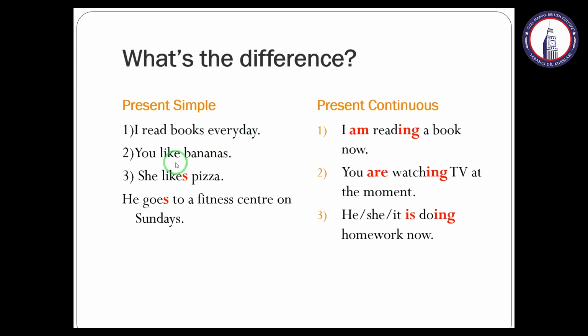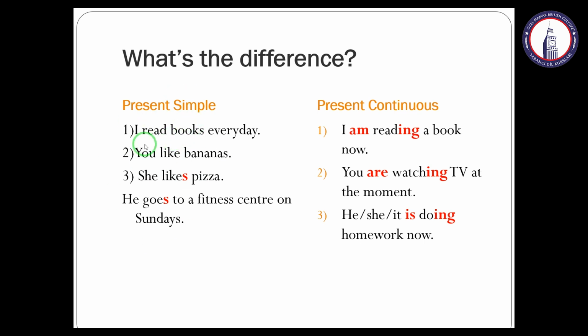So the second example: you as a subject, like as a verb, and bananas as object. So the first form of the verb without any prefix or suffix or without any auxiliary verb will come into the sentence, and it shows us something happens generally and normally.